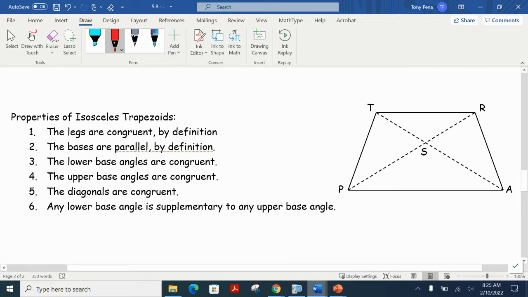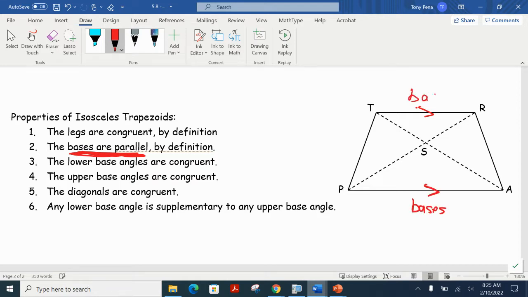Says the legs are congruent by definition. Your legs are the parallel sides. So in a trapezoid, there's only one set of parallel sides. Okay, the bases are parallel. Since these are parallel, those are what you would call your bases. Whatever the parallel sides are, those are your bases. So label those as the bases. The non-parallel sides, so notice how this side here and this side here, no chance that those are parallel. Again, just kind of observing it. These are what we call our legs.